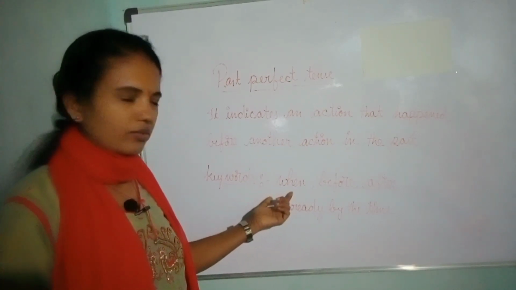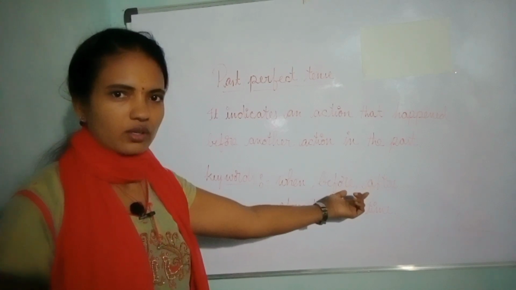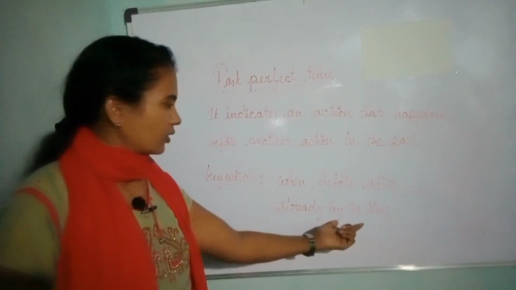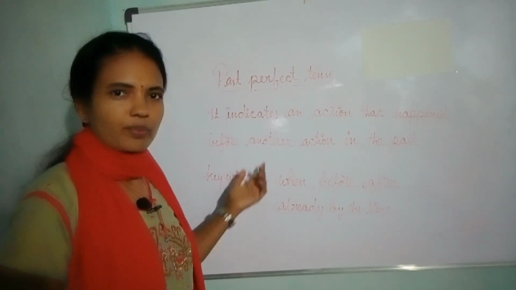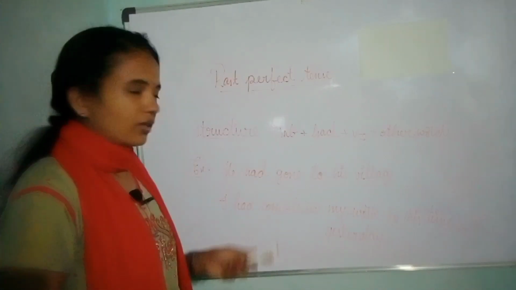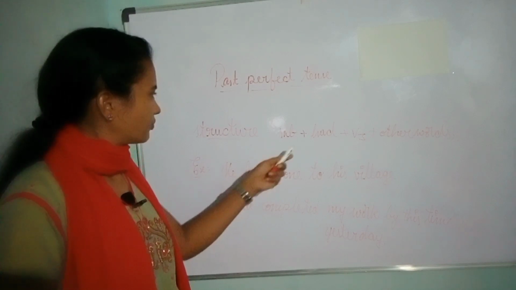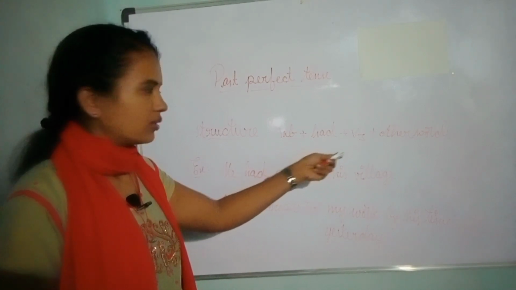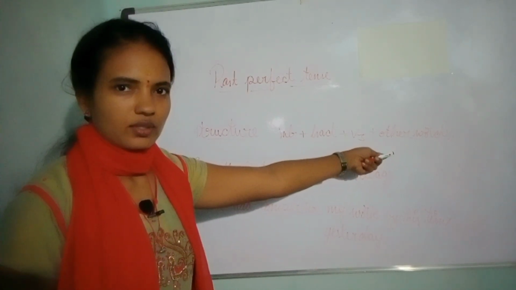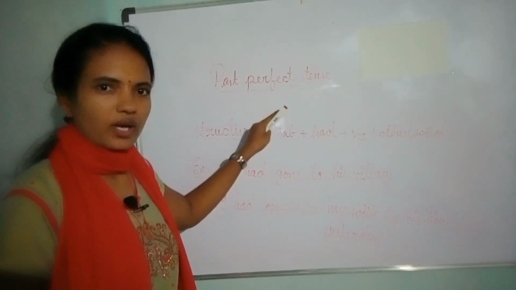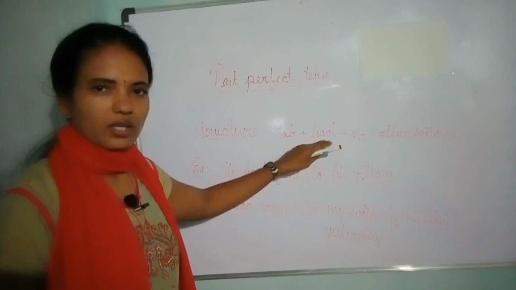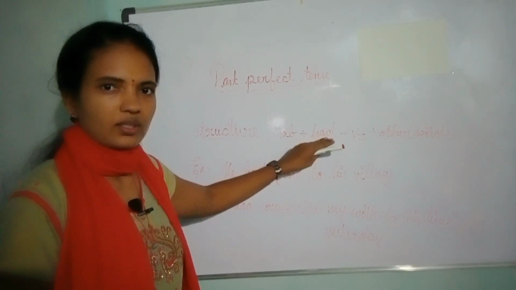So keywords: when, before, after, already and by the time. So these are the keywords of past perfect tense. Okay, well, structure: subject, had, V3, other words. So in present perfect tense, have, has, but here had, helping verb is here had.